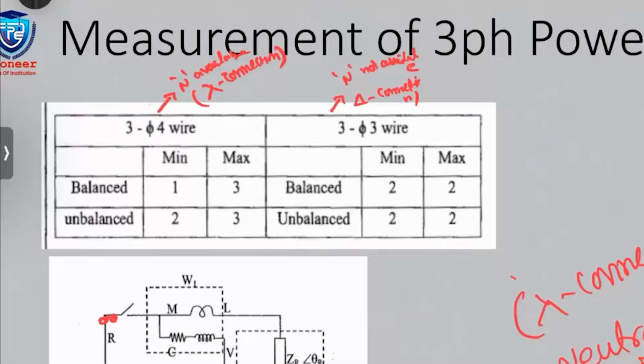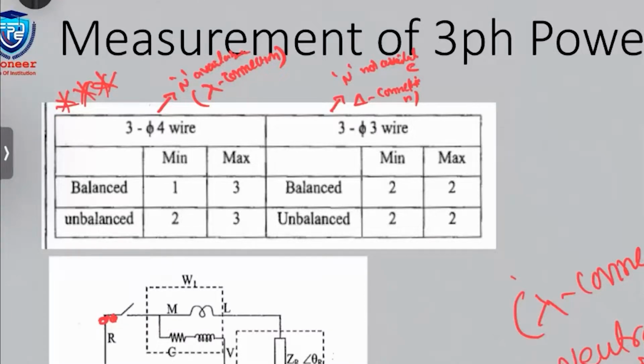Now, how many meters are required for measuring power? For single phase measurement, one wattmeter is sufficient. But for measurement of 3-phase power, how many meters are required? We are going to see from this table. This is very, very important, sir. Many examinations repeat it.